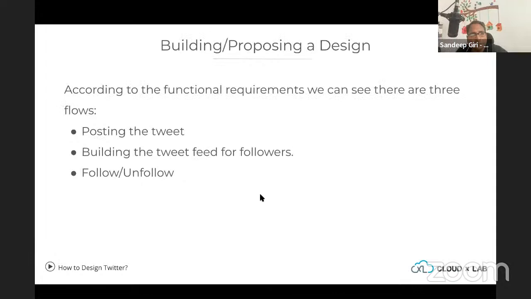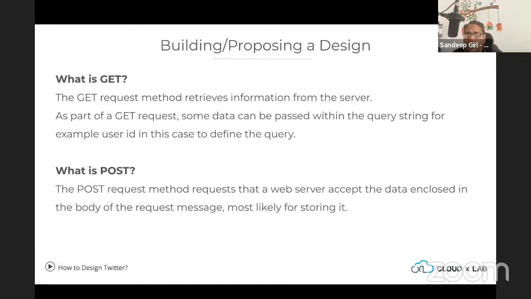So according to the functional requirements, we can see there are 3 flows: posting the tweet, building the tweet feed for the followers, and follow and unfollow. We are talking about functional requirements now. You need to know what's a GET and what's a POST. GET is about retrieving data from the server. POST is about modifying it.